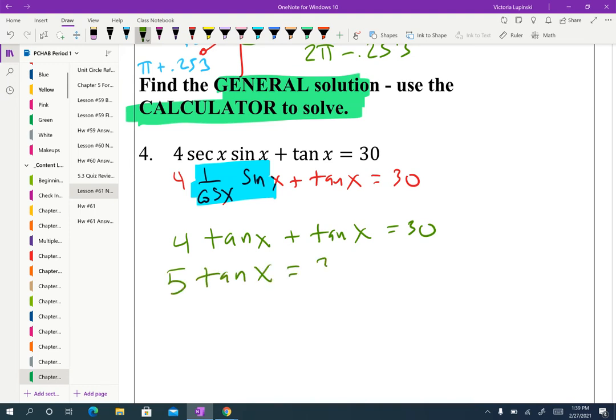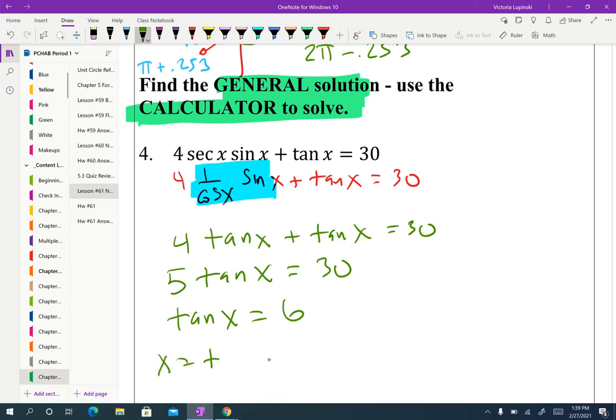I now have a bunch of tangents, which I can add together. So 5 times the tangent of x would be equal to 30. If I go ahead and divide by 5, I'm going to get that the tangent of x is equal to positive 6. Now, remember, there is no restriction on the range of the tangent. So the fact that it's 6 is perfectly fine, but it is not, however, one of my unit circle values, which means I am going to need the calculator.